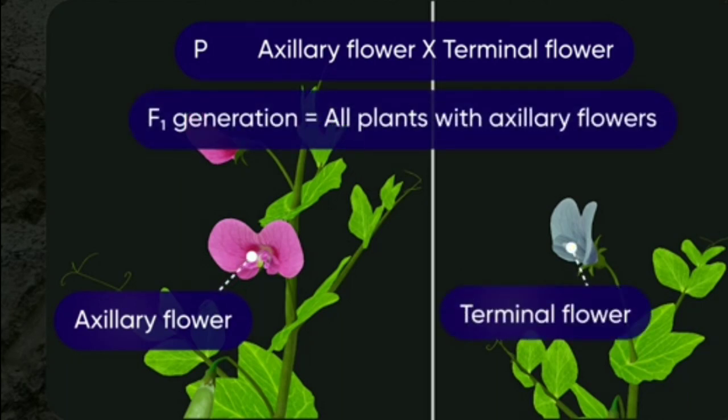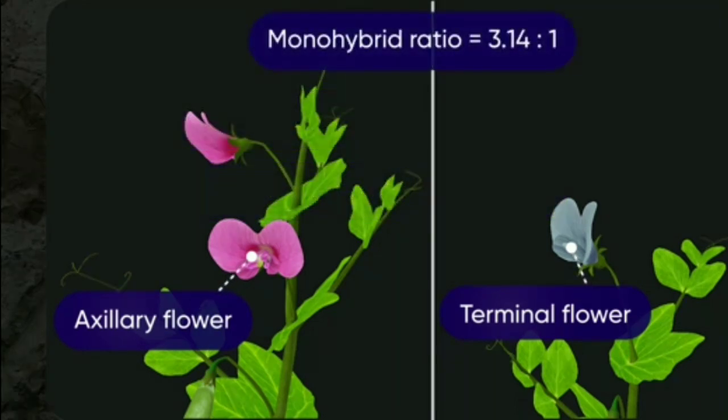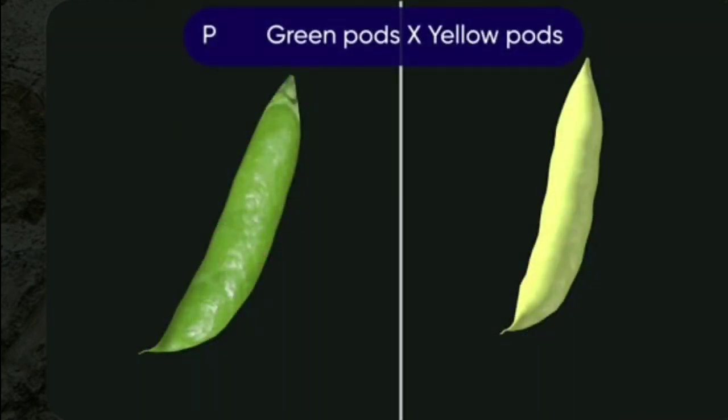When the parent generation, represented by P, comprising plants with axillary flowers, were crossed with terminal flower-bearing plants, the F1 generation obtained were all with axillary flowers. The F2 generation had 651 plants with axillary flowers and 207 plants with terminal flowers. That is a total of 858 plants. The monohybrid ratio obtained was 3.14:1.